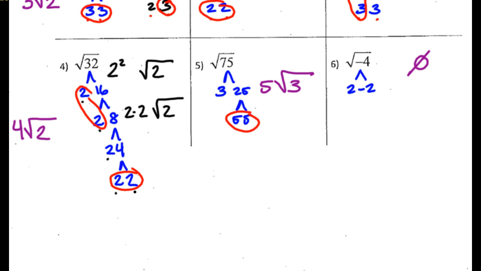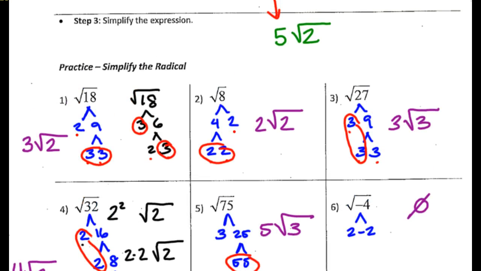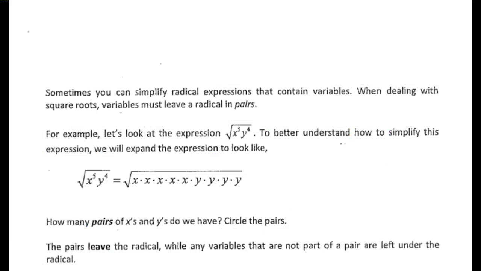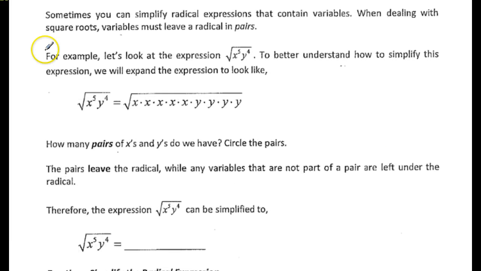Alright, so now let's look at how we simplify radicals that now have variables inside of it. Okay, so that's just on this next page right here. So here it says, sometimes you can simplify radical expressions that contain variables. When dealing with square roots, variables must leave radicals in pairs. It still squares as pairs. So let's look at the expression square root of x to the 5th times y to the 4th to understand this.